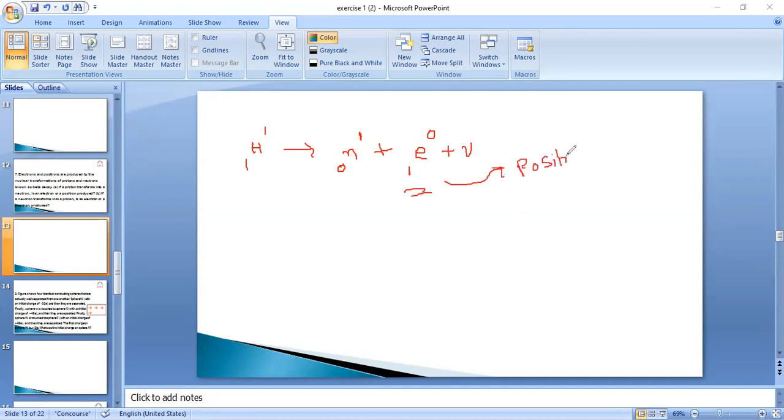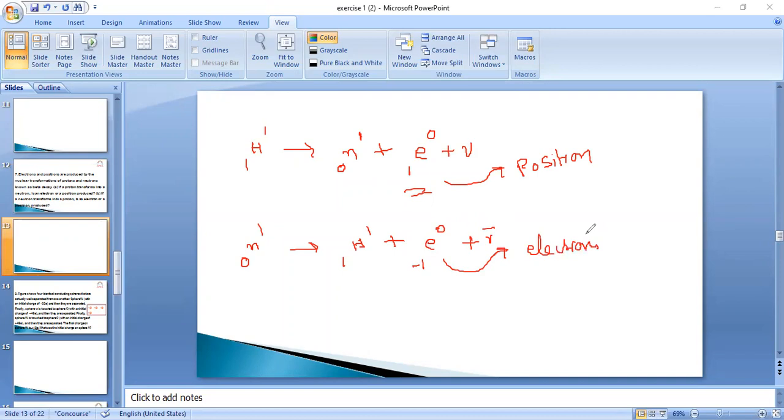Positron will be released. And according to the second question, they are asking when a neutron converts into a proton, then one electron is released. That means a particle having negative charge minus E and whose mass is equal to an electron. And along with them, some antineutrino also will be released.